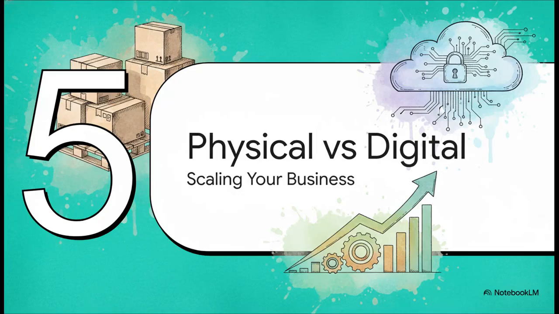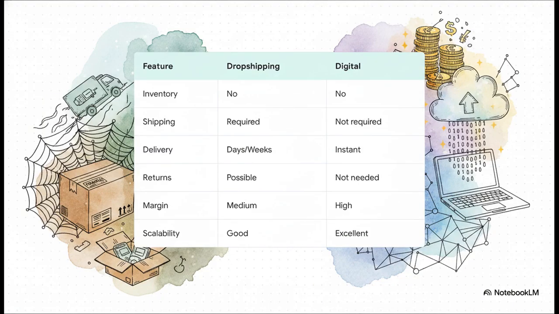Section 5. Physical versus digital products. Let's talk about scaling your business. And this brilliantly illustrates the difference when we compare the two. With traditional dropshipping of physical goods, you're looking at medium profit margins. You have to deal with shipping headaches, delivery can take days or even weeks, and returns are just an inevitable part of life. But shift your focus over to digital products for a second.